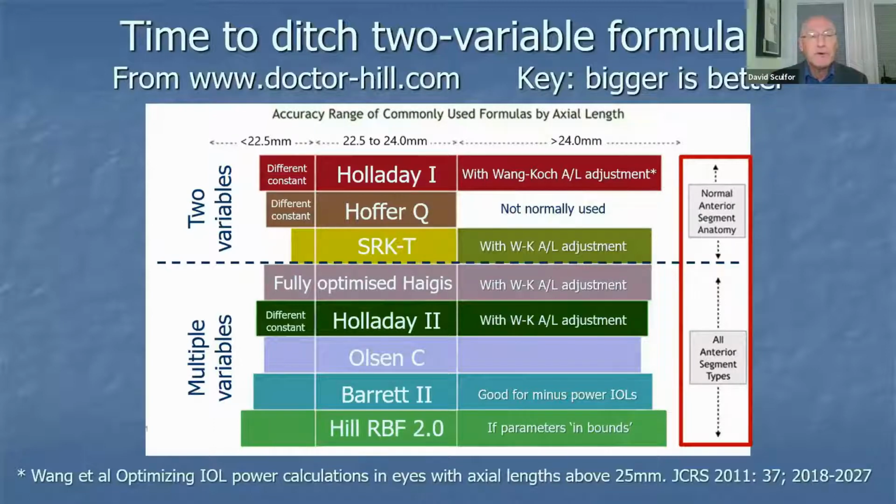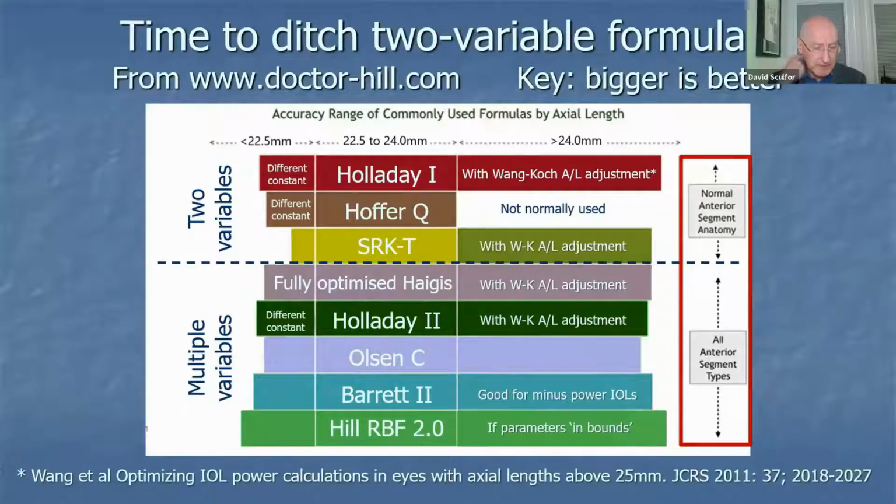And Doug Koch and Li Wang came up with that axial length adjustment. The Holladay 2 formula, which is again a multivariable formula, does very well for all axial lengths, except that you have to add in a fudge factor for short eyes, where you have to use a different constant, a different SF number, and again you have to add in the fudge factor for very long eyes.